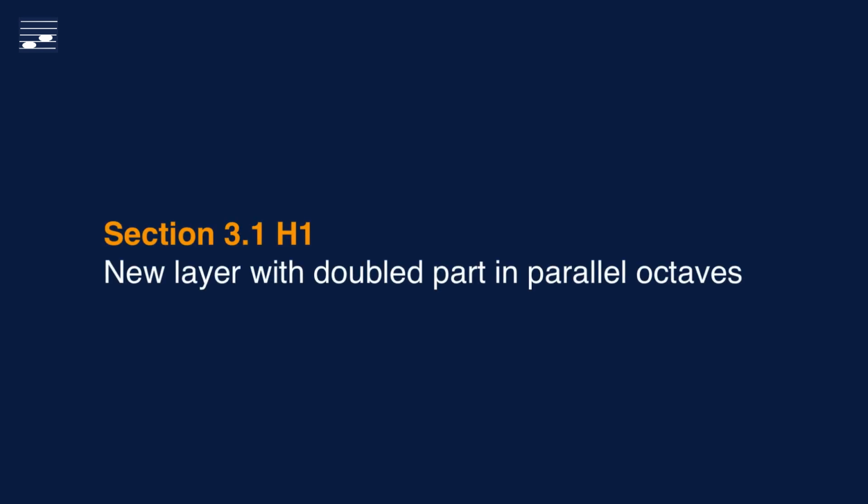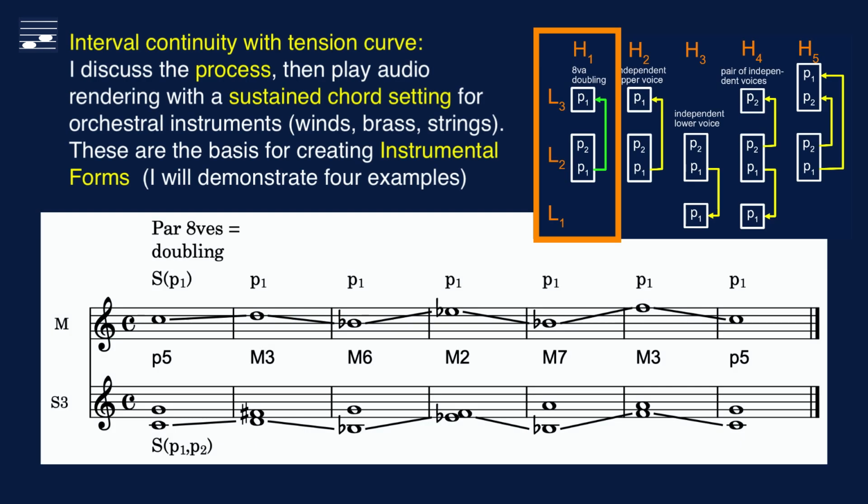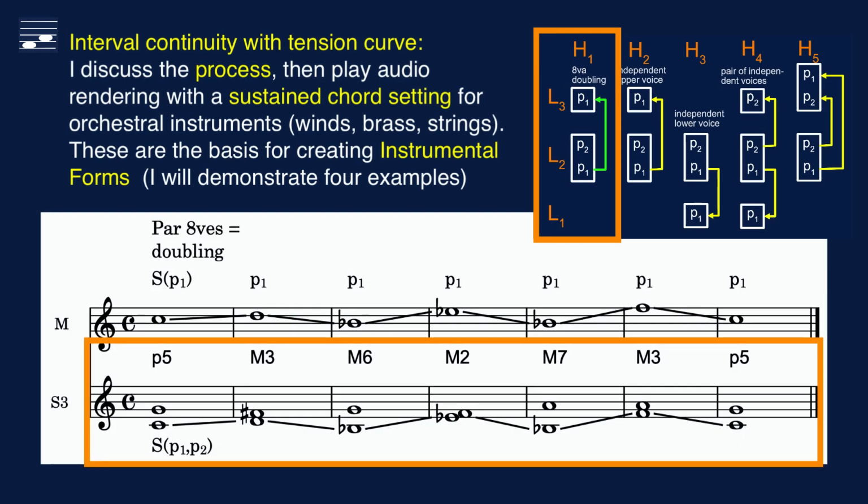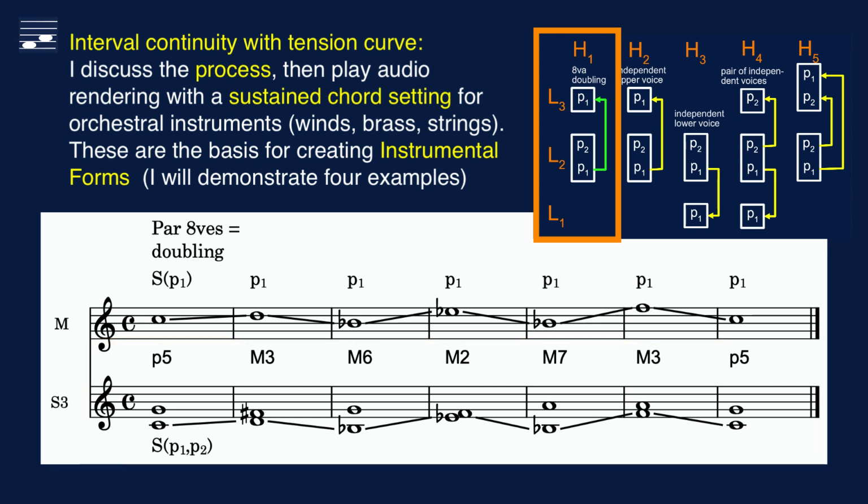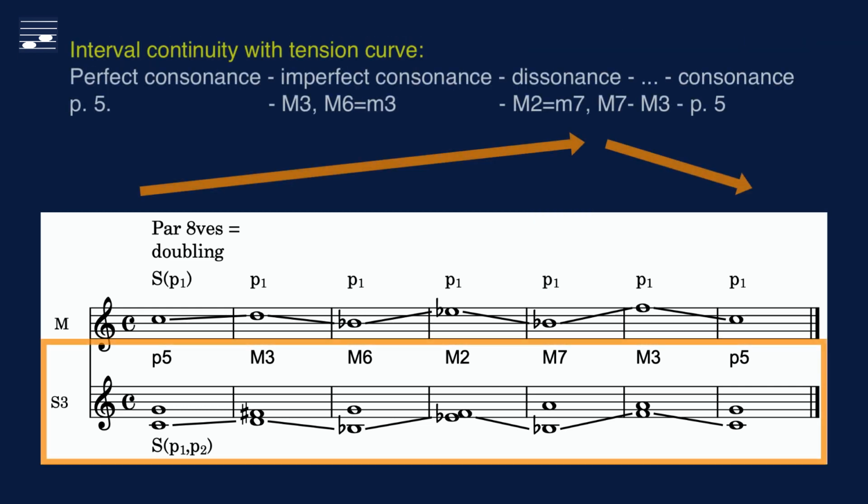First, observe what happens when we simply double a part at the higher octave. The lower staff in the score shows the given interval series. Audio rendering of all progressions is done as sustained chords for orchestral sample libraries. Some of these will then be turned into instrumental form examples. The interval series has a tension curve through selection of consonant and dissonant intervals, with maximum tension in the second half before returning to consonants.